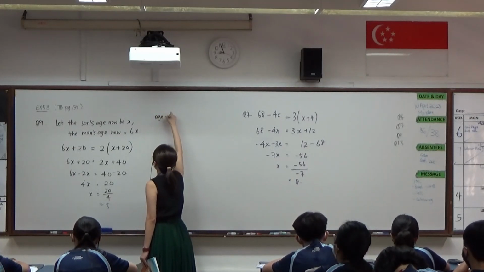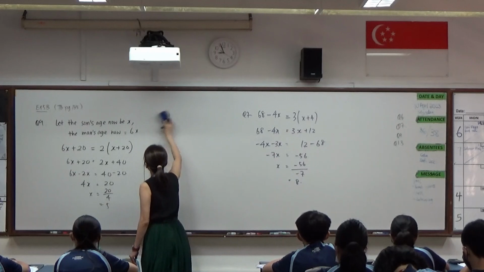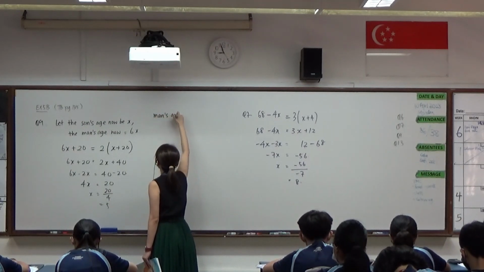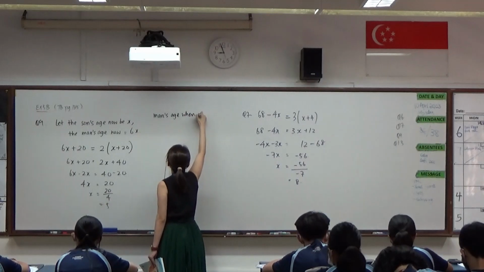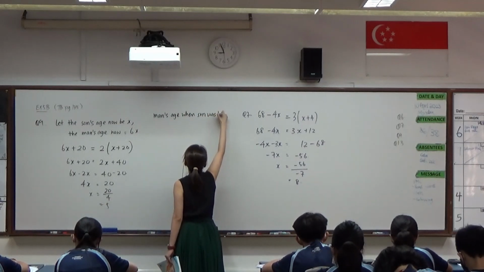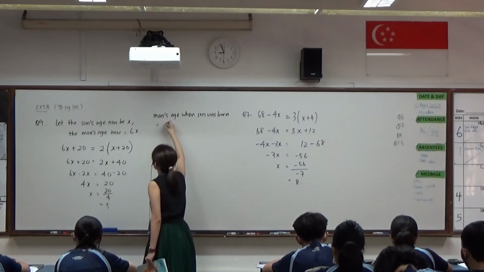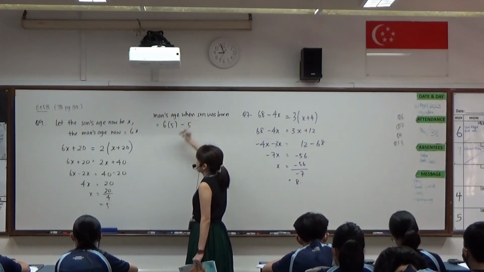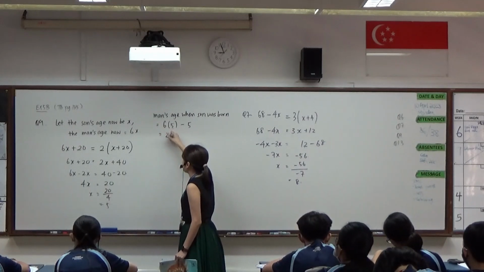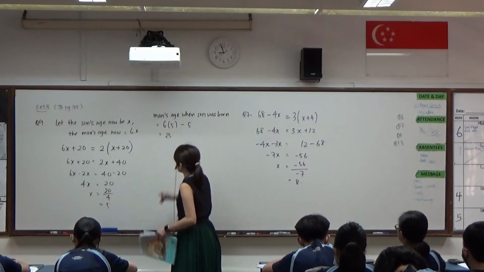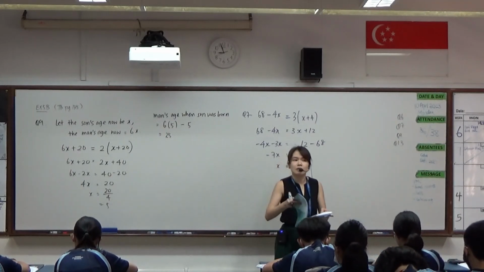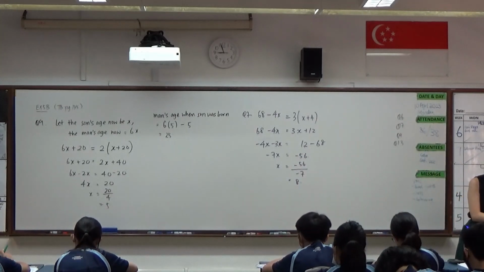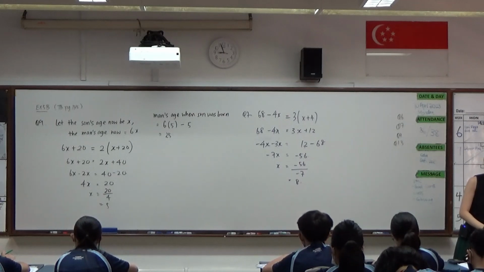the age when the man's age when son was born is equals to his current age, which is 6x, minus away the son's age, that will give us 30 minus 5 equal, right? Okay. Questions?